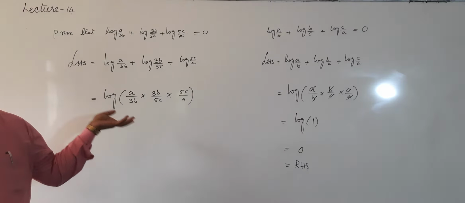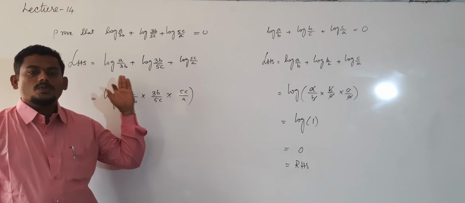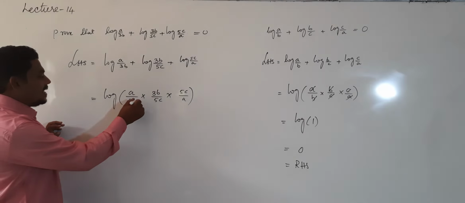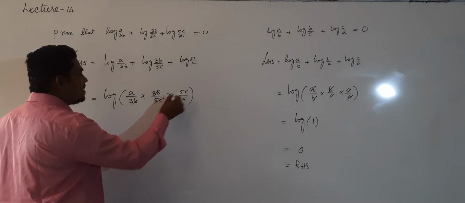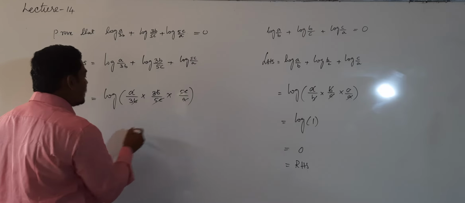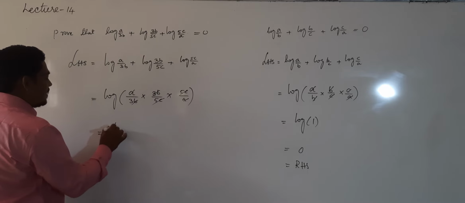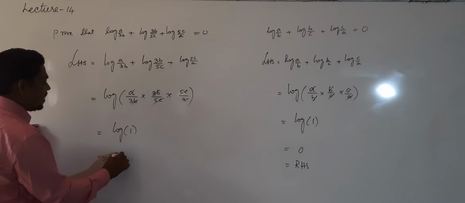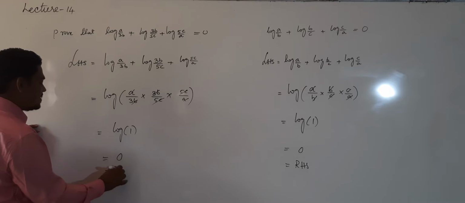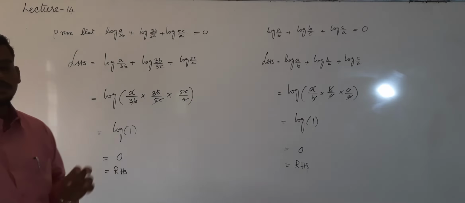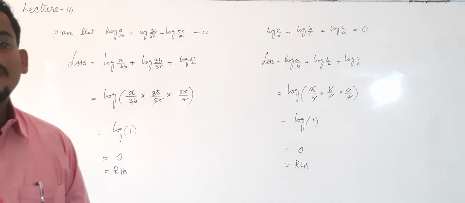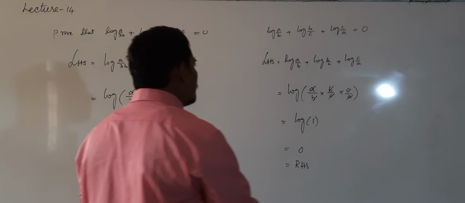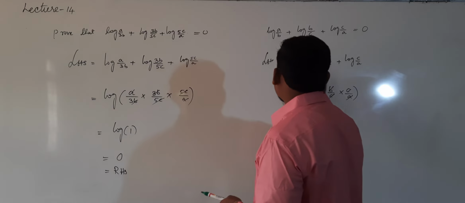We can use this formula or else use log m by n formula, then also we get same answer. 3b, 5c, a will get cancelled. Remains log 1. What is log 1? 0, which is our RHS. Just by using logarithmic properties, either log m by n or log m plus log n formula.